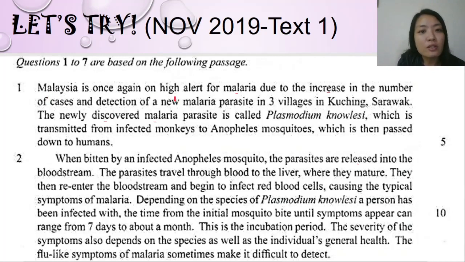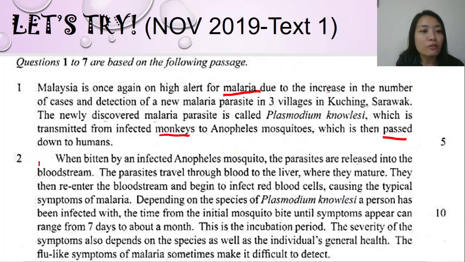Okay, Malaysia is once again on high alert for malaria due to increase in the number of cases and detection of a new malaria parasite in 3 villages in Kuching, Sarawak. The newly discovered malaria parasite is called Plasmodium knowlesi, which is transmitted from infected monkeys to Anopheles mosquitoes, which is then passed down to humans.